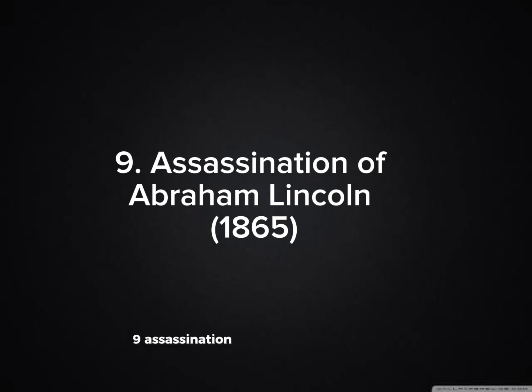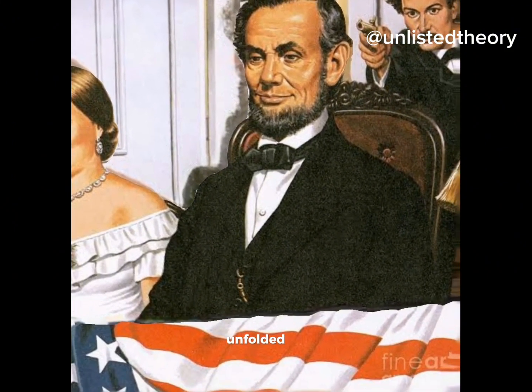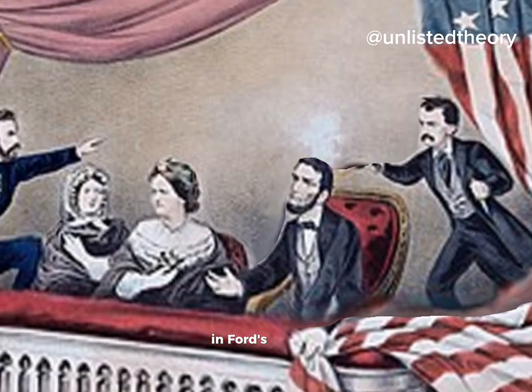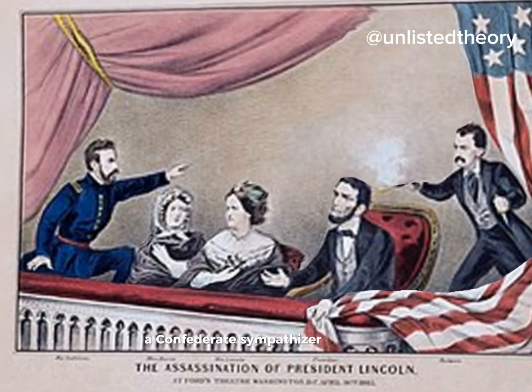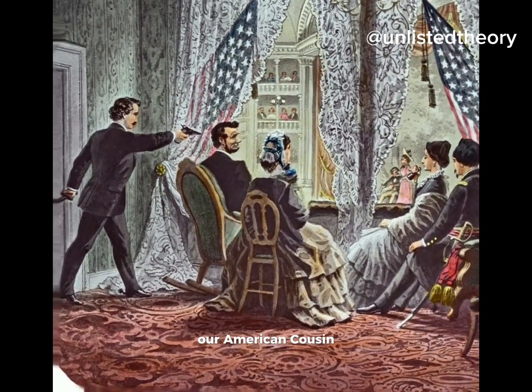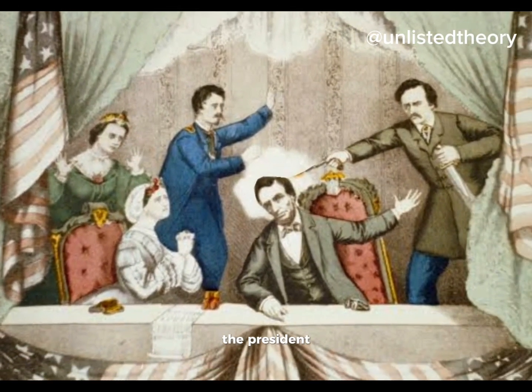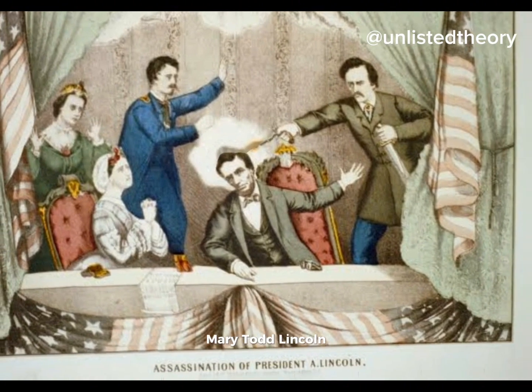9. Assassination of Abraham Lincoln, 1865. The assassination of President Abraham Lincoln unfolded on the night of April 14, 1865, in Ford's Theater, Washington, D.C. John Wilkes Booth, a Confederate sympathizer and actor, carried out the assassination. While attending a play, Our American Cousin, Lincoln was shot in the back of the head by Booth. The president was in a private theater box with his wife, Mary Todd Lincoln.